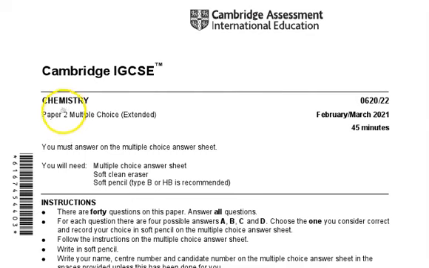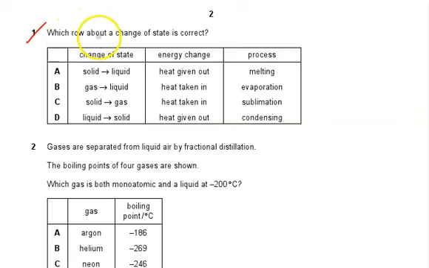Okay, in this video I'm going to explain chemistry paper 22, February March 2021. The time duration is 45 minutes. Okay, let us go to the first question. Number 1, which row about a change of state is correct?